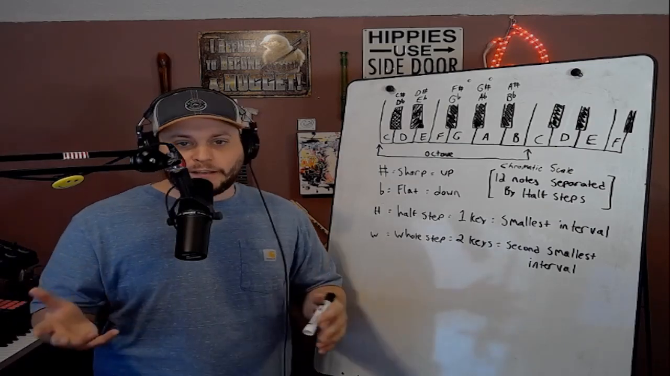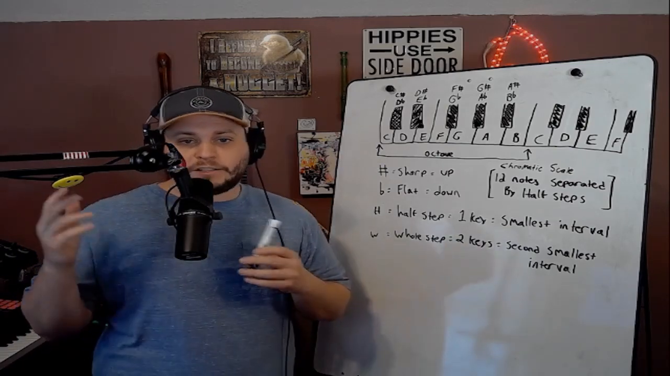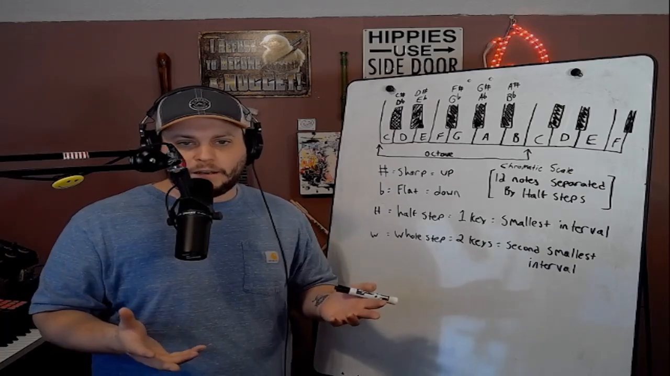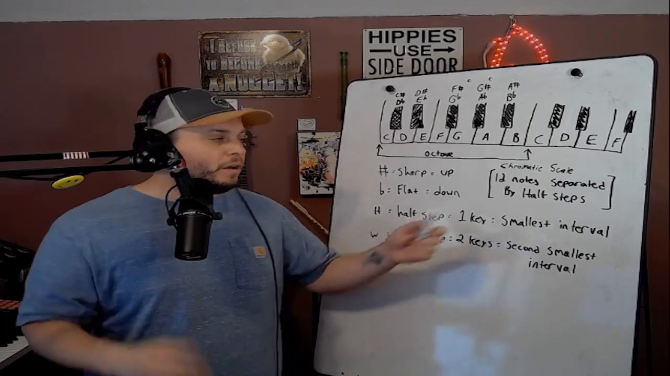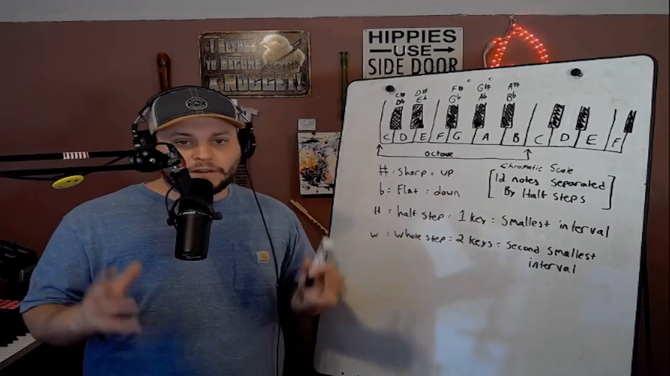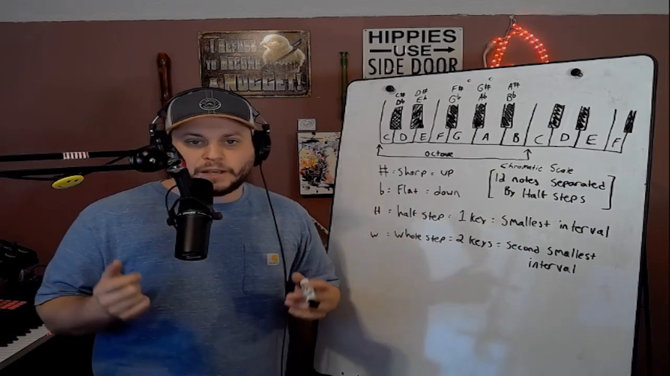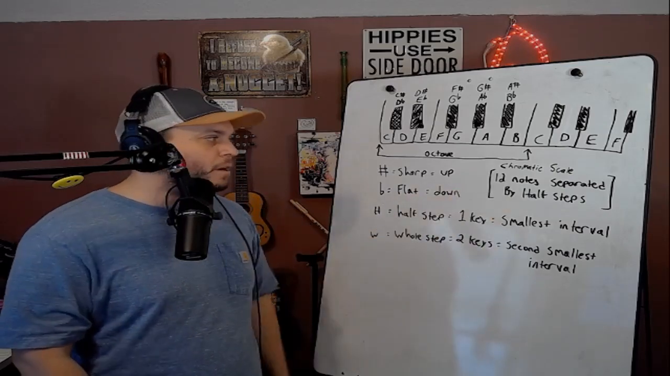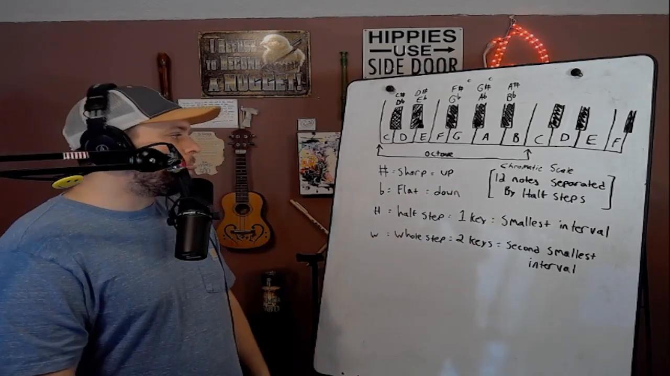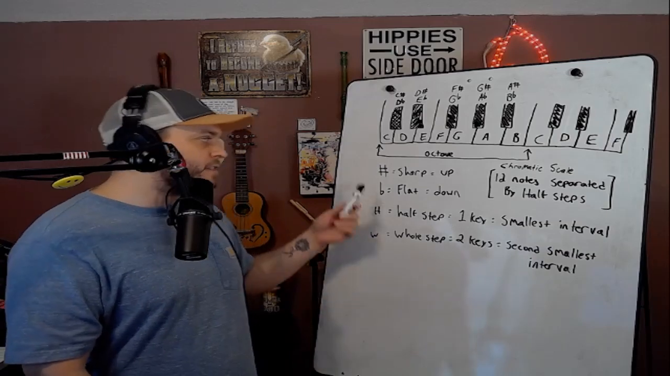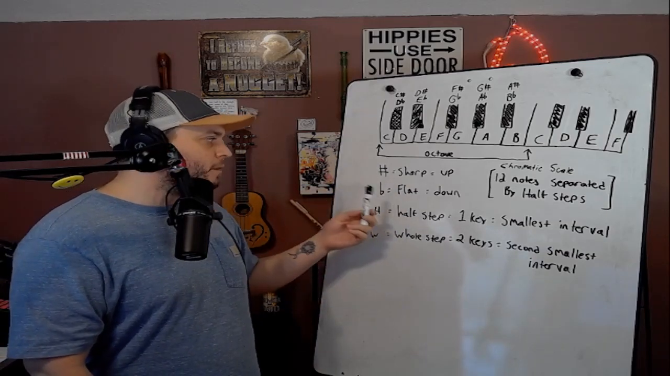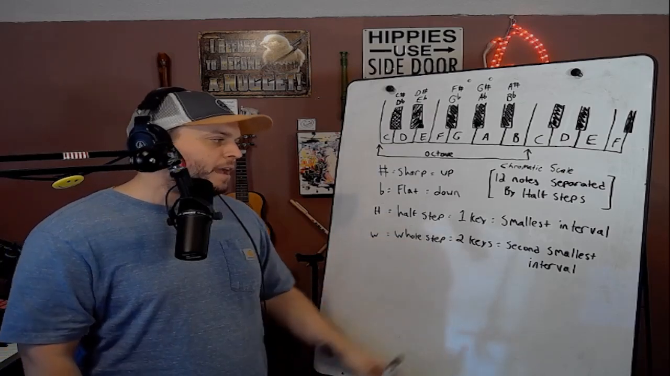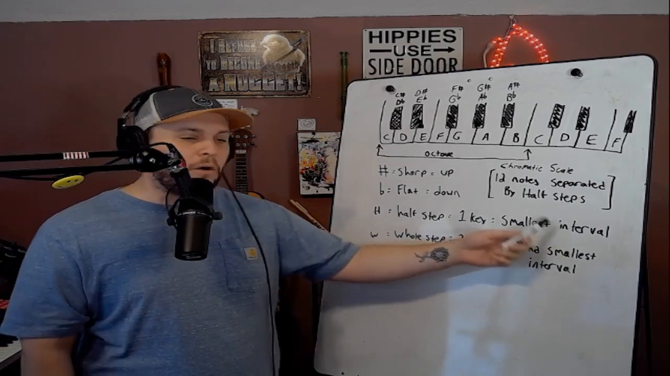Whether it's me, Beethoven, Jimi Hendrix, or you, the beginner, or you, the person that's been doing music for a decade, you're all going to be using the same system, whether it is to write music, read music, improvise it, perform it, or whatever. That's the system we're using, the chromatic scale: 12 notes separated by half steps. Sharp means up, flat means down, half steps and whole steps. And the half step is the smallest interval.